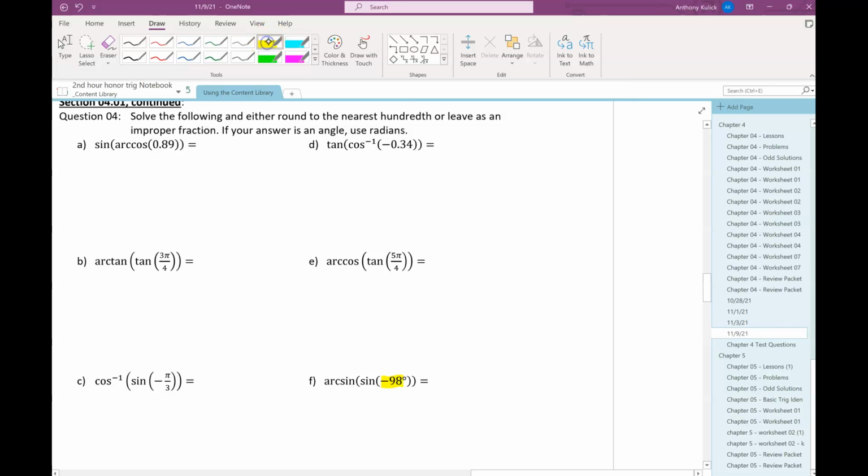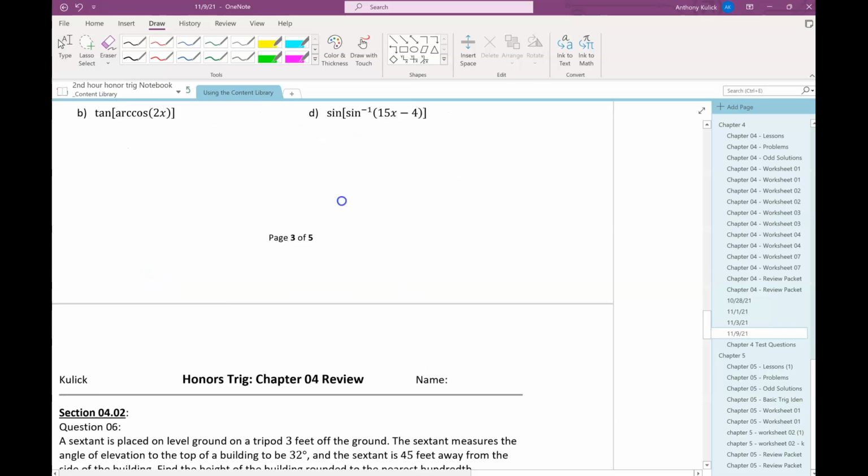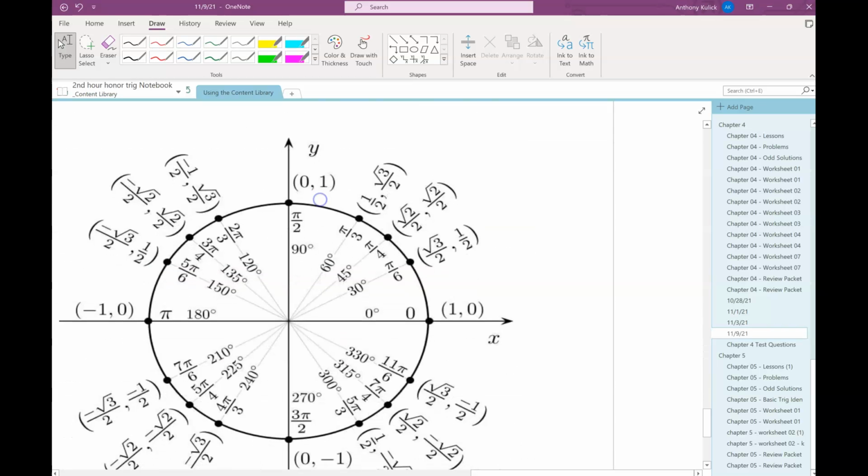Okay, so again, we're going to start with the inside. So I'm going to go to the unit circle, find 3 pi over 4, and then I know tangent is y over x. So unit circle, 3 pi over 4, y divided by x is going to be negative 1. You good with that? Okay.